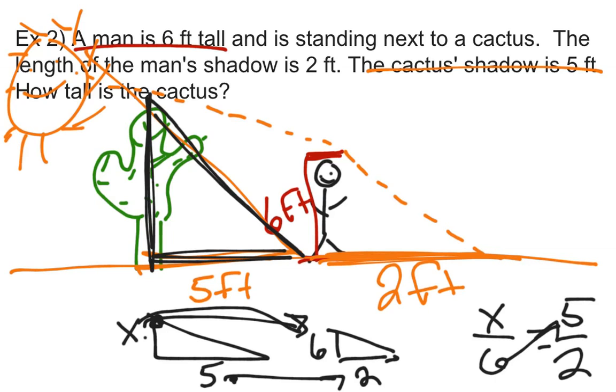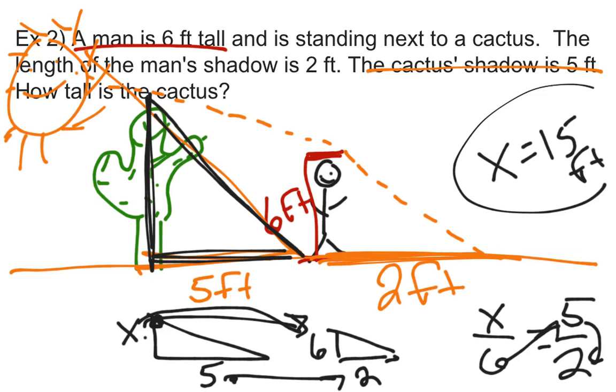We are going to cross multiply. 6 times 5 is 30, divided by 2 gives me x equals 15. So what that's telling me is that since I found x is 15, that's how tall that cactus was, 15 feet tall.